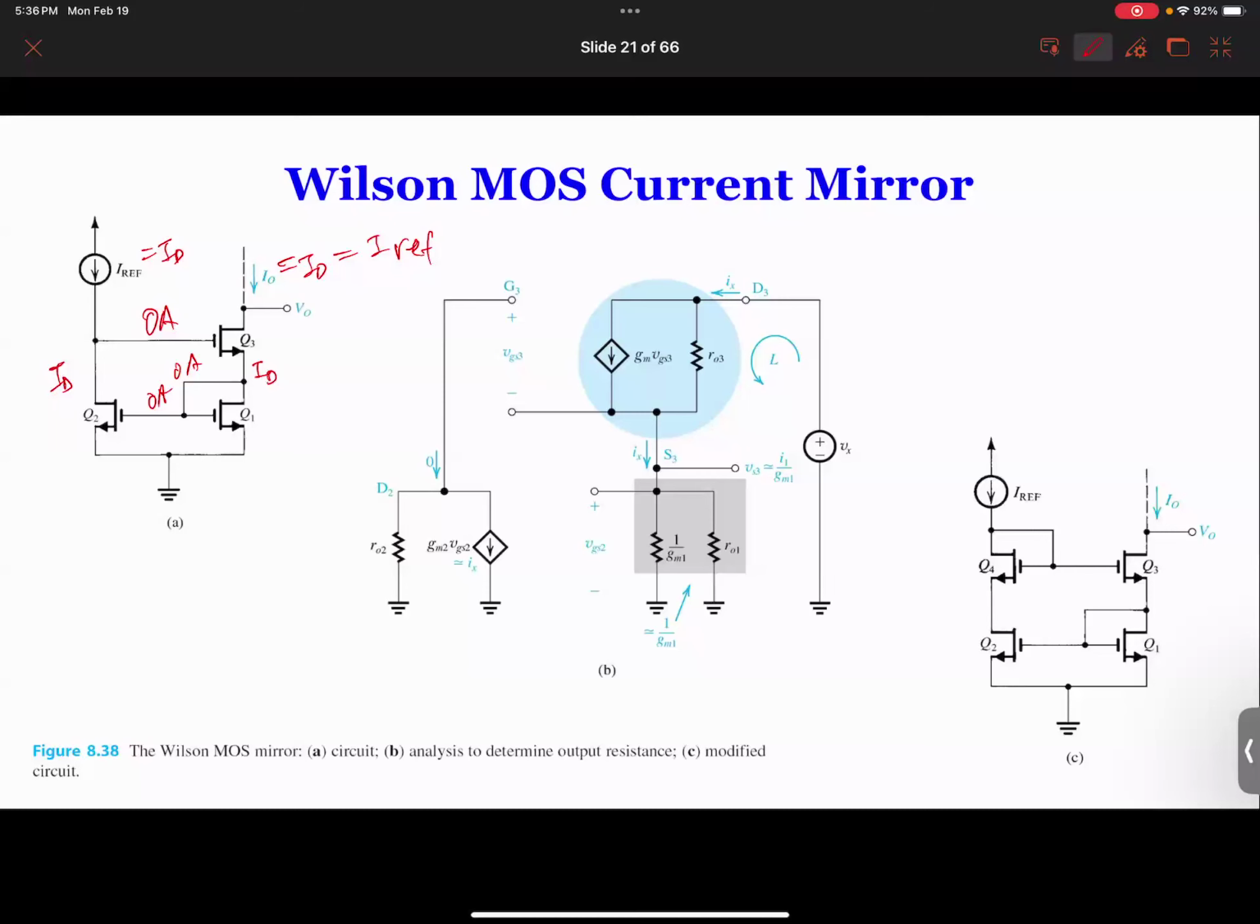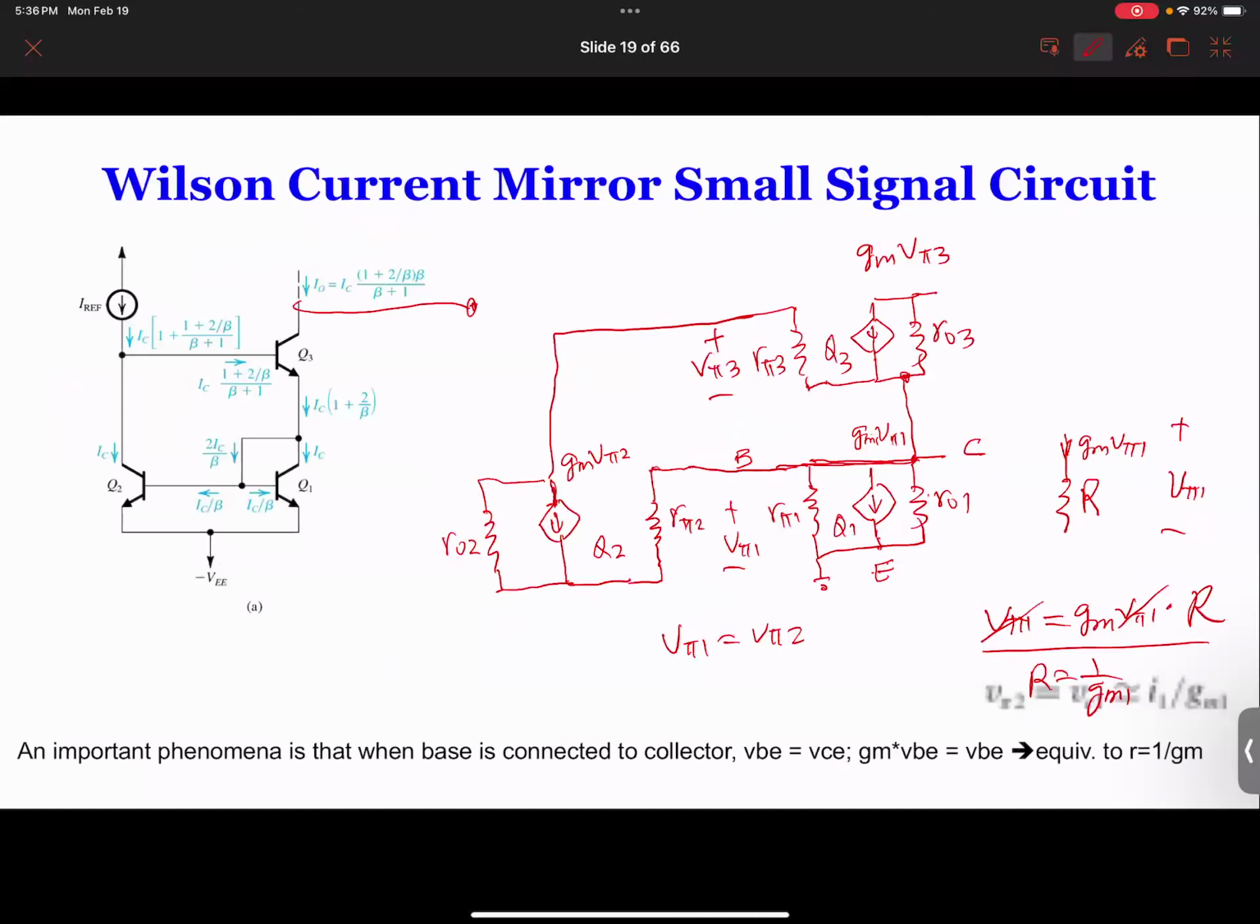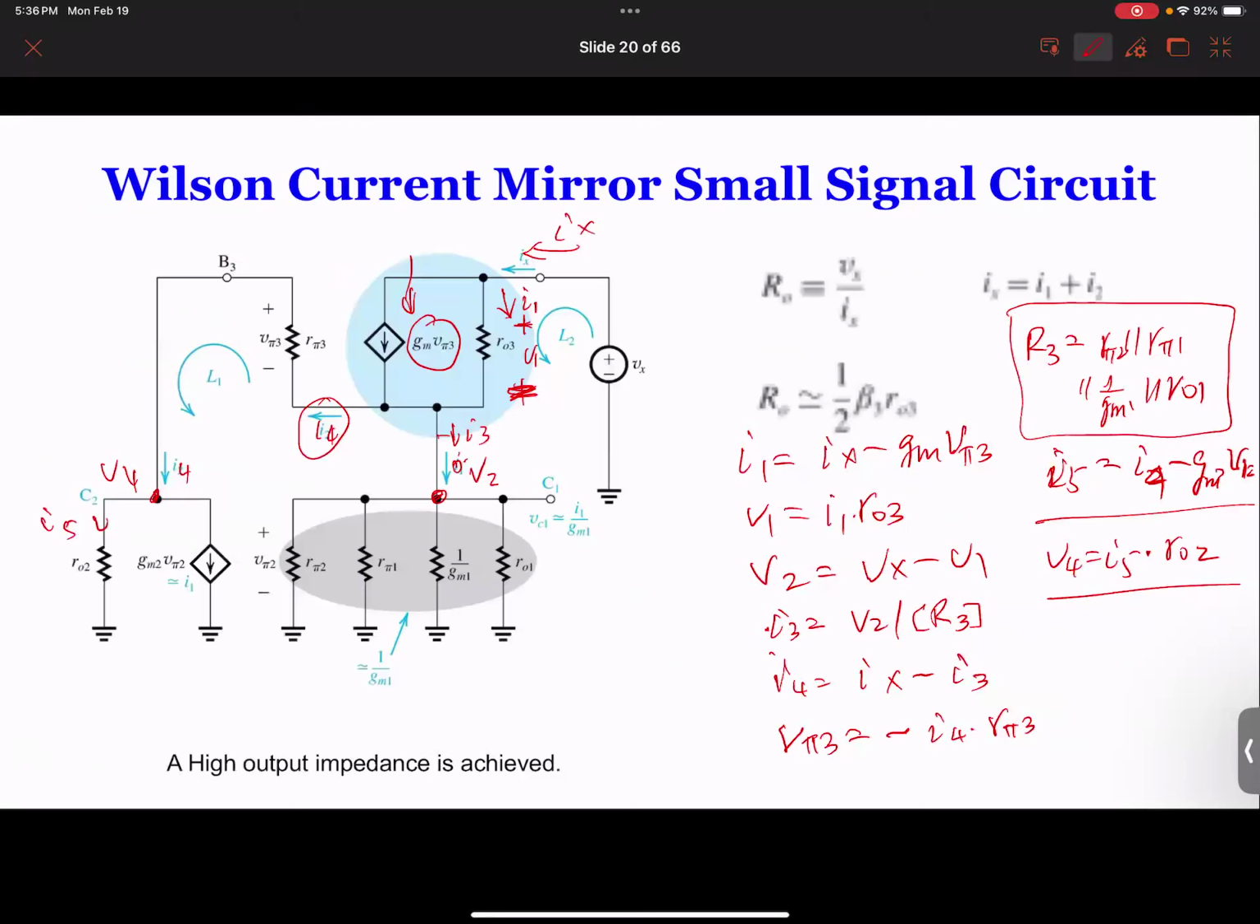So in the BJT case, if you neglect, if you think beta is infinity, it's the same thing. So every current is the same. Okay.